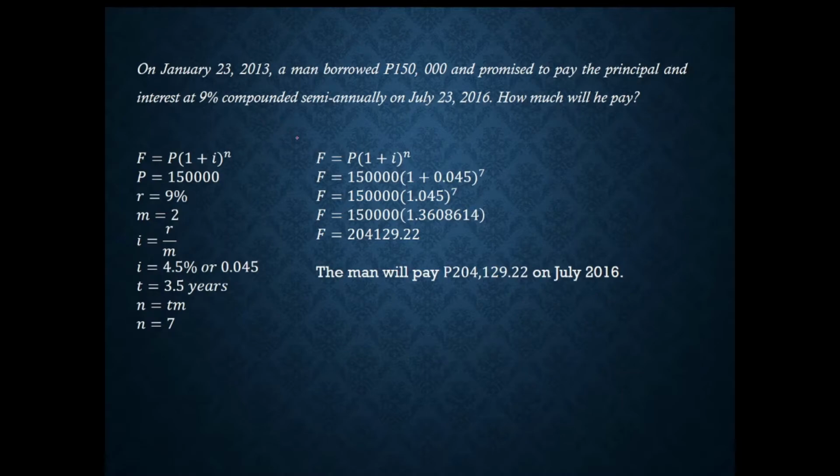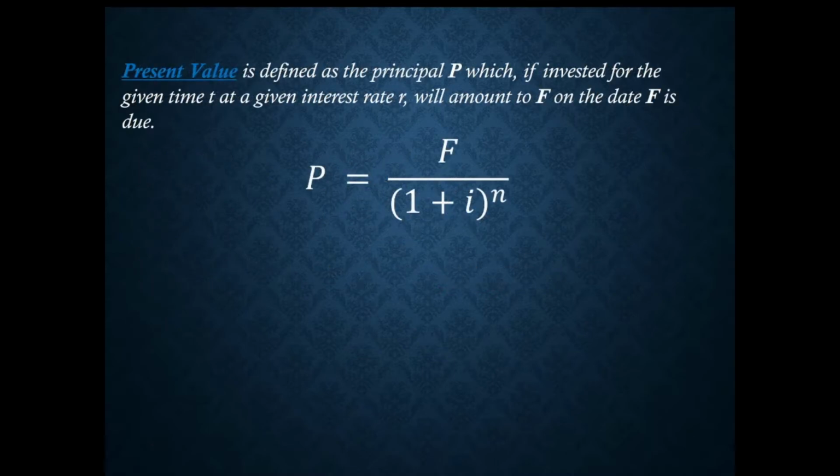Here, you need to identify correctly the different terms that we should take note of and then substitute that to the formula. So kindly check if I did the correct solution here. But for my final answer, the man needs to pay 204,129.22 on July 2016. Okay, so let's move forward to another thing that we need to discuss in terms of compound interest, and that is the present value.